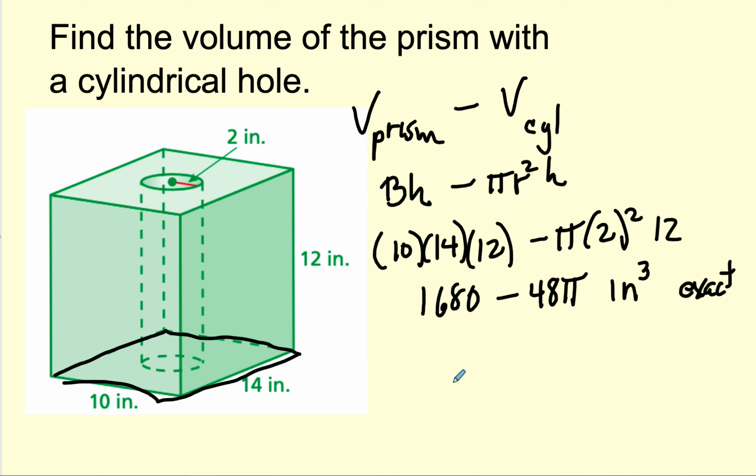But if you want it rounded, then we could put it in our calculator, and that would be approximately, and that would be inches cubed. Okay, be aware of what is exact and when it's not.